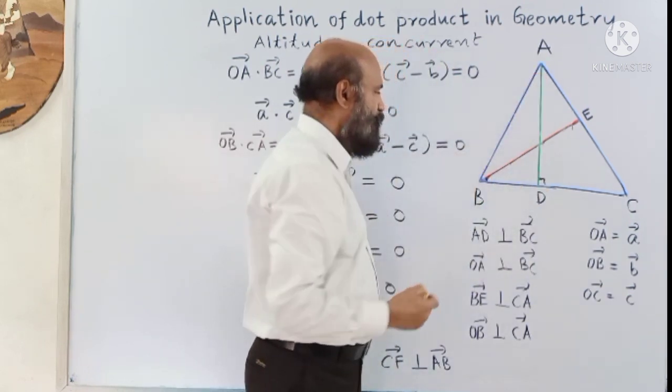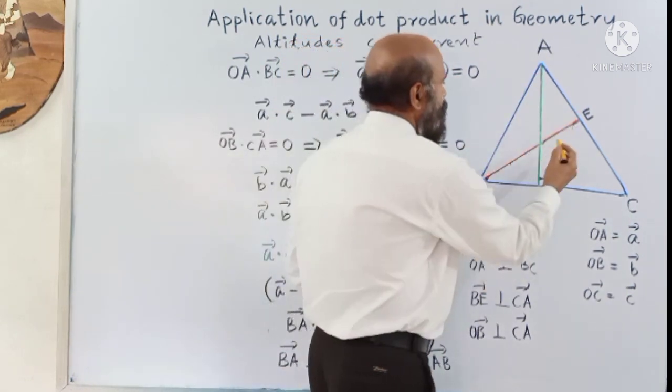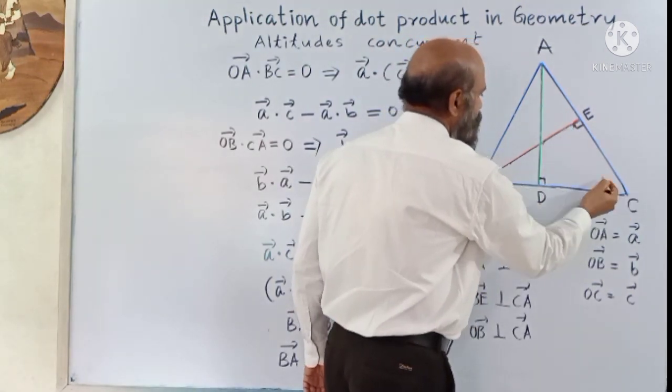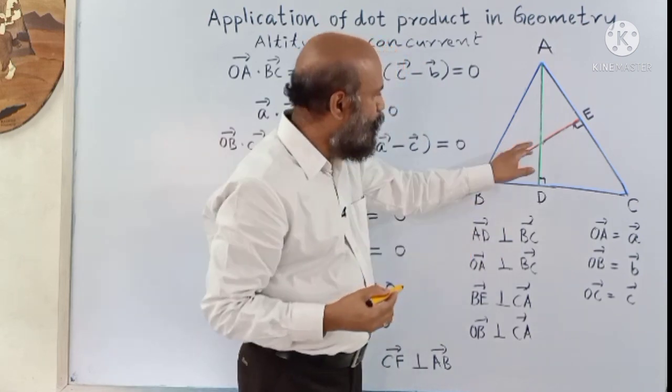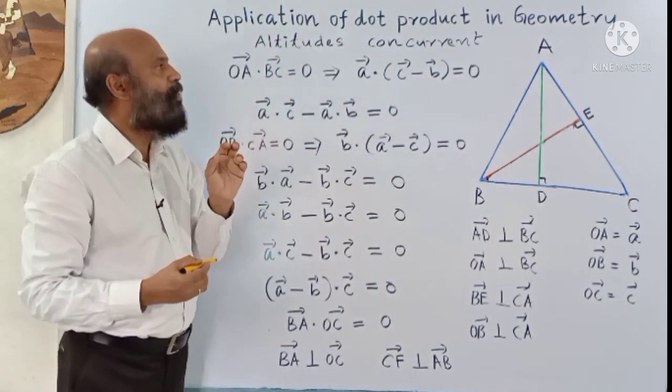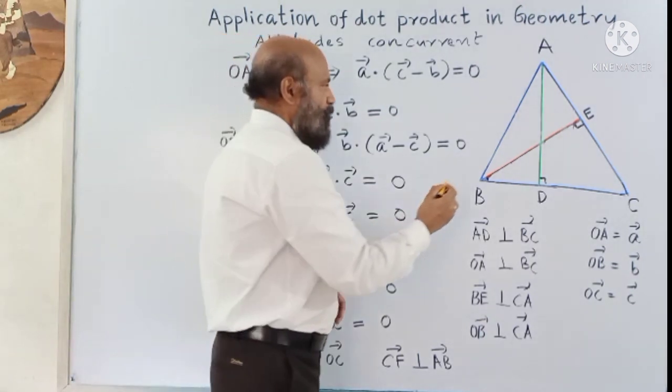So AD is an altitude, BE is another altitude, and CF is another altitude. All will meet at a point. So they are concurrent. Altitudes of a triangle are concurrent.